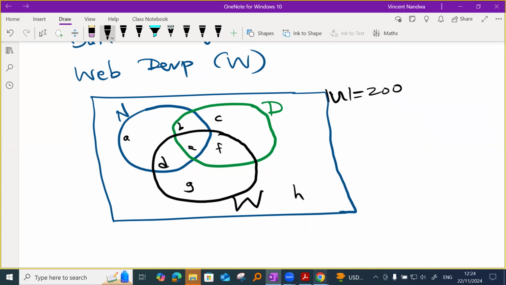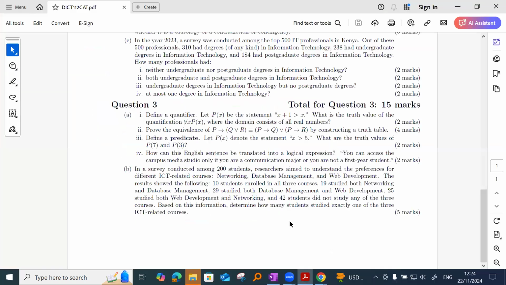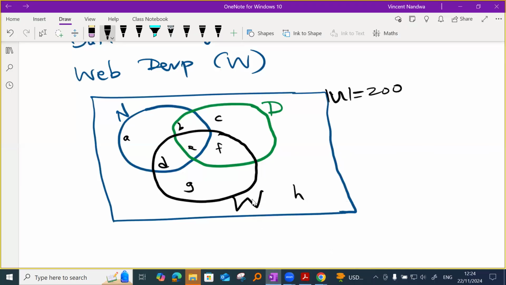Good. Before we start putting the numbers in according to what you have labeled, let's understand which parts are of interest to the question. The question is, based on this information, determine how many students studied exactly one of the three courses. So the key term is exactly one of the three courses. So in this diagram, where should we take to get that space?